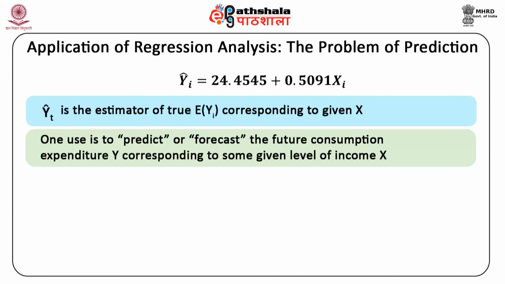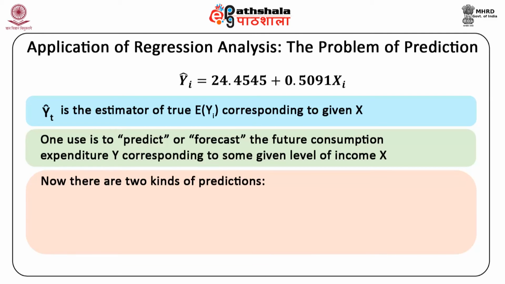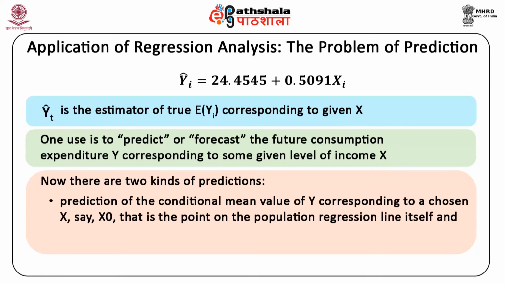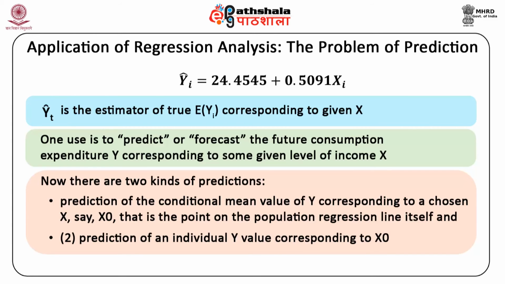Now, one use is to predict or forecast the future consumption expenditure Y corresponding to some given level of income X. Now, there are two kinds of predictions. One is prediction of the conditional mean value of Y corresponding to a chosen X, say X0, that is the point on the population regression line itself. And second could be the prediction of an individual Y value corresponding to X0. We shall call these two predictions the mean prediction and individual prediction.